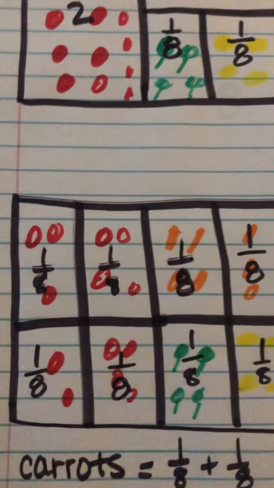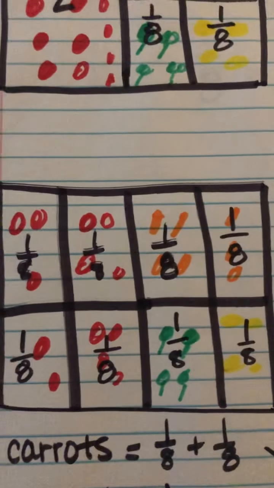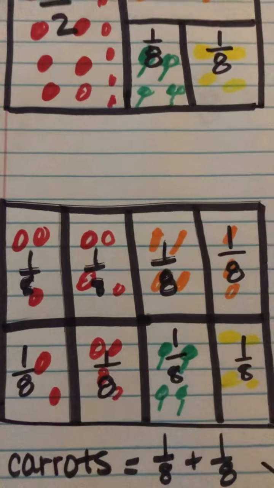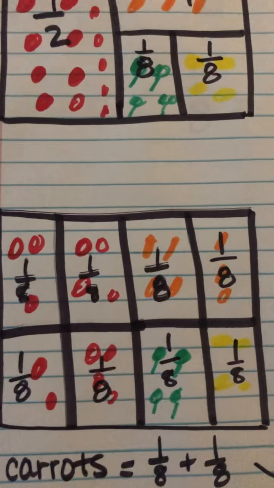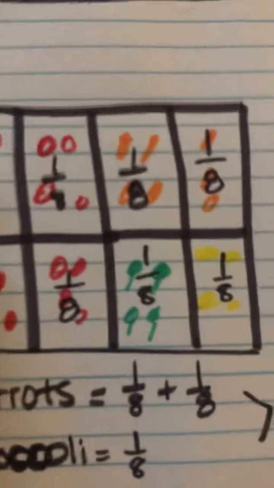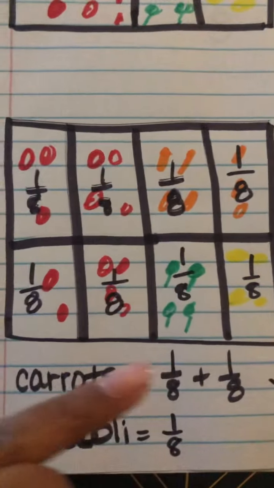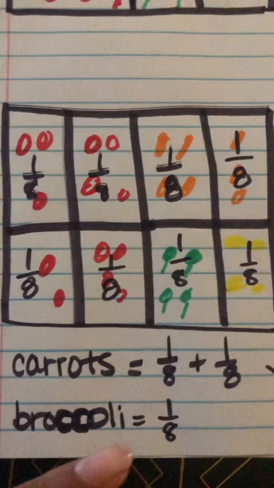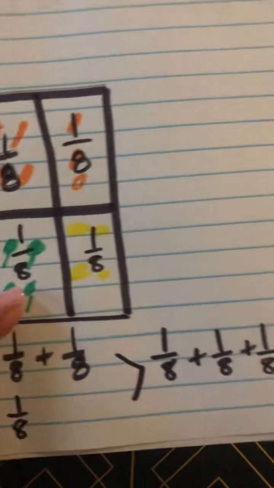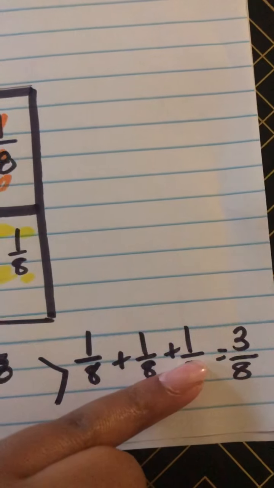So the question on Community Garden Part 1 on page 80 of your work this week asks you how much of the garden is carrots and broccoli. So carrots, there's 1/8 and another 1/8. So there's 2/8 there. And then broccoli is 1/8 here. So if you add all the 8s together, 1/8 plus 1/8 plus 1/8 equals 3/8. Okay, so that is your answer.